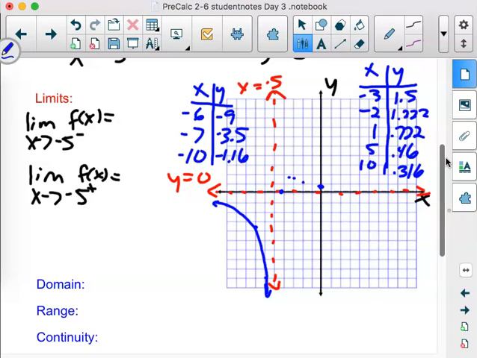-2 is 1.222. 1 is at 0.7. 5 is at 0.46. And 10, so it's definitely getting closer and closer to our horizontal asymptote over there, but it did cross it. So there it is. Now that we have it graphed and we found that little local max, the rest of this information will probably go pretty quickly.